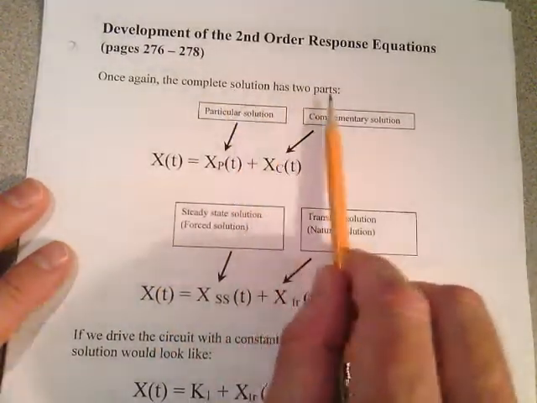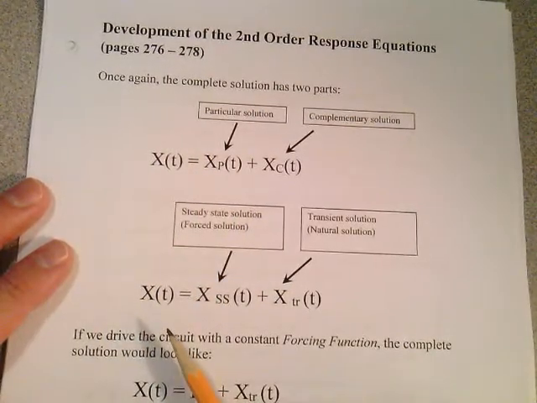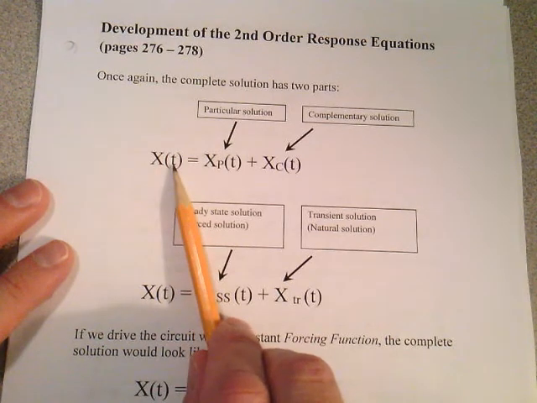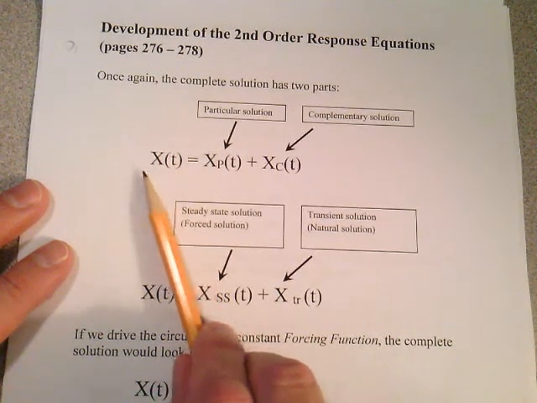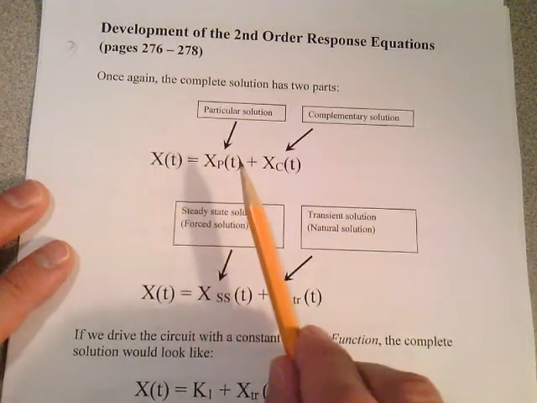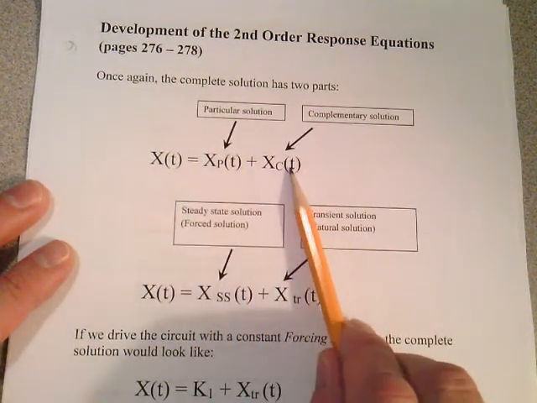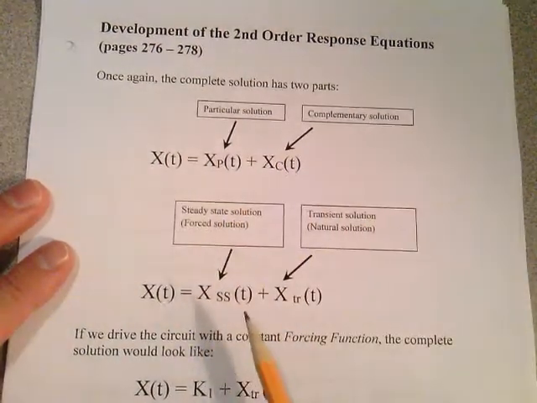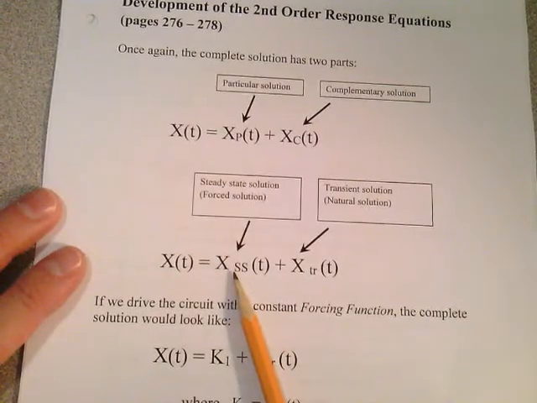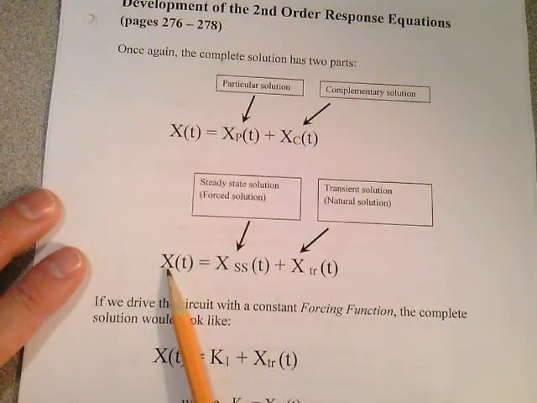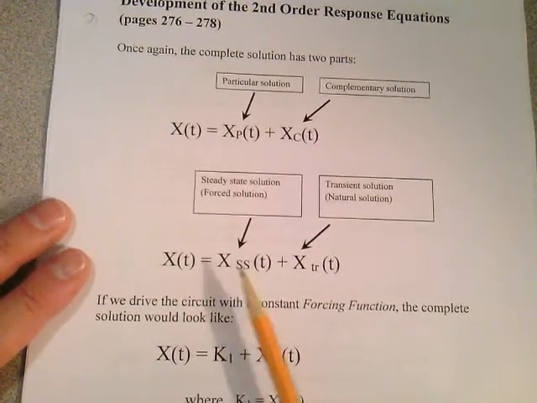Once again, the complete solution has two parts. The solution, voltage with respect to time, or current with respect to time, anywhere in the circuit now. I'll let you know where I'm trying to find voltage or current in the problems. But it has a particular solution and a complementary solution. Well, we don't consider that in electrical engineering in terms of particular solution and complementary solution. It's a steady state solution, and it's your transient solution. So for our total solution on these problems, we're going to have a steady state, and we're going to have a transient.